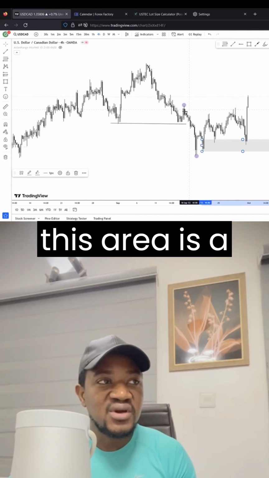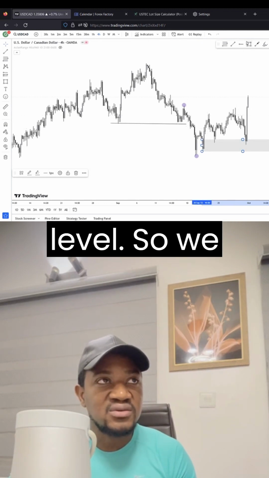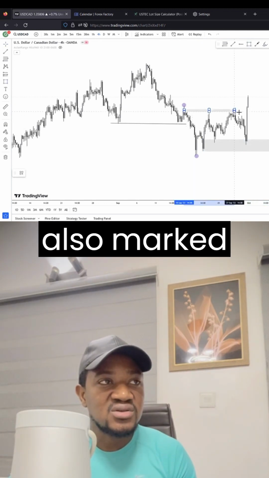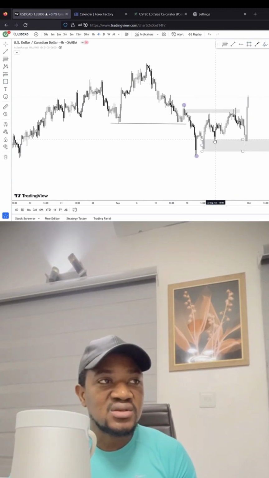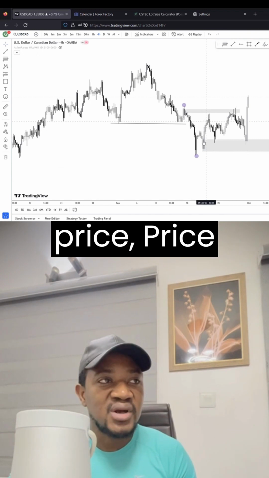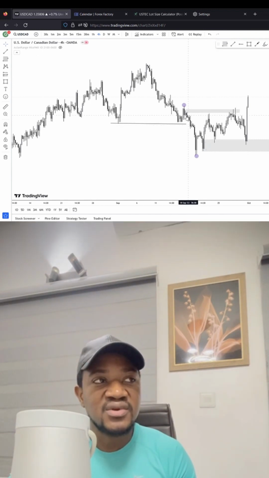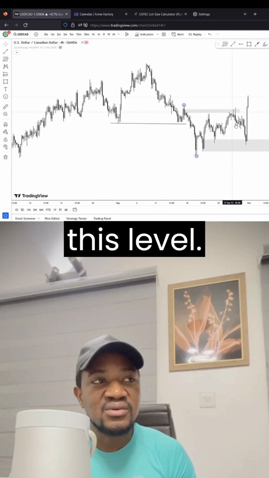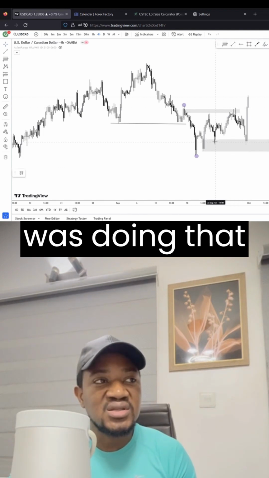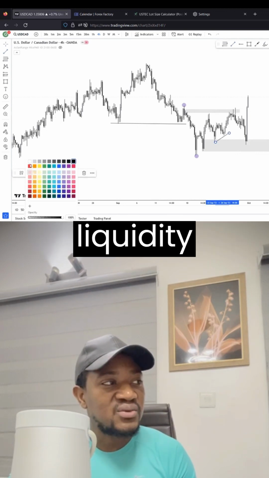Now this area is a demand zone and this area is some sort of supply level. So we have this area also maxed out. So all of this could actually engineer price. Price tapping at this point, we see how it consumed some sort of liquidity from these highs, came a little bit to the downside, came back again, tapped into this level. Now, while it was doing that, we had started creating some sort of internal trend line liquidity here.